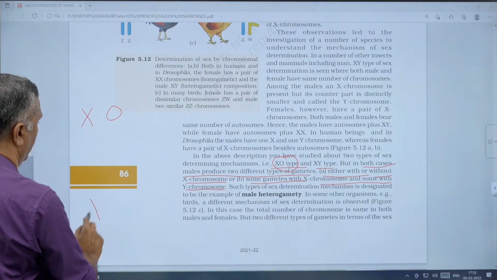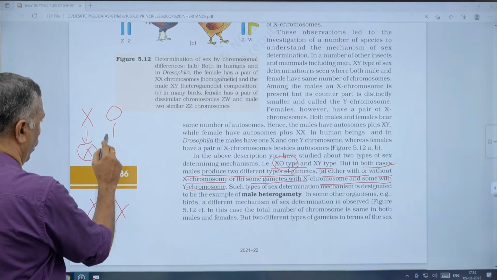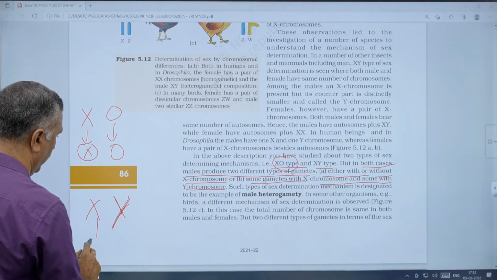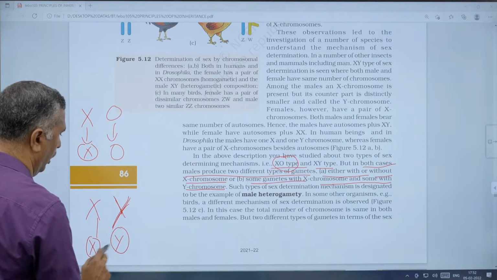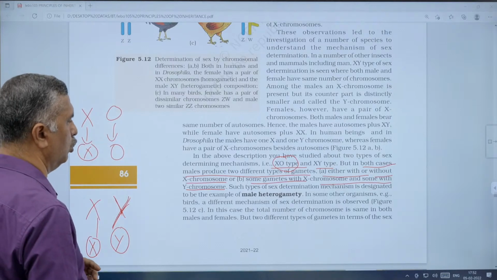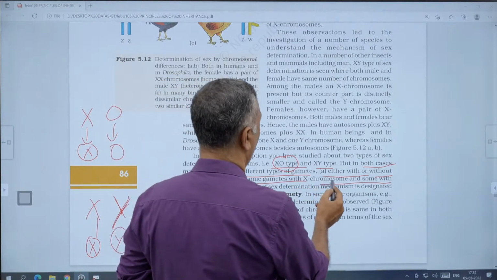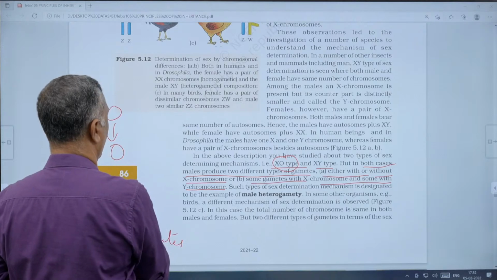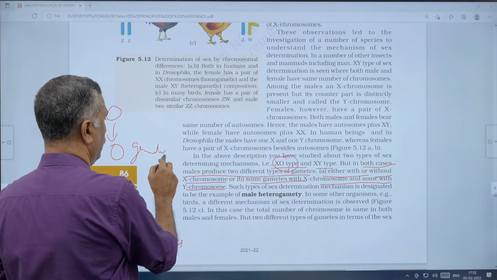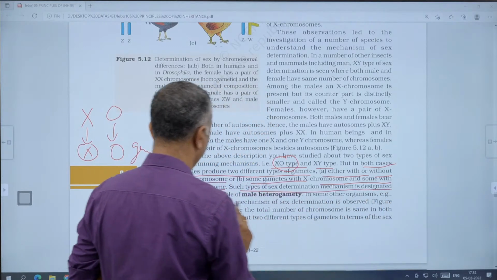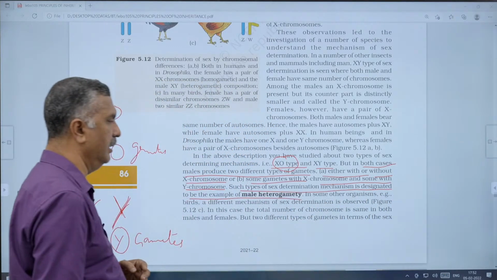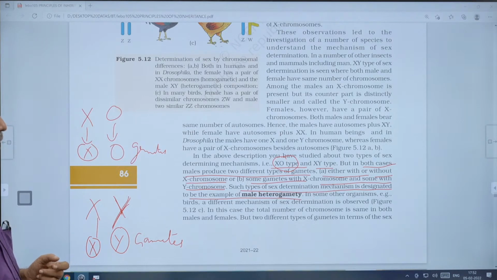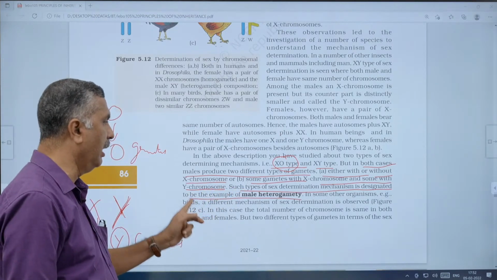In X0, gametes have the X chromosome or no X chromosome; in XY, one with the X and one with the Y. Two types of gametes are produced. Such a type of sex determination mechanism is designated as male heterogamety. That is, the male produces two types of gametes and it is called male heterogamety.